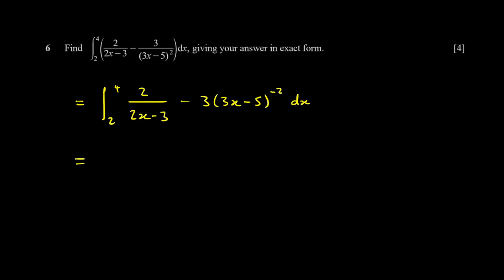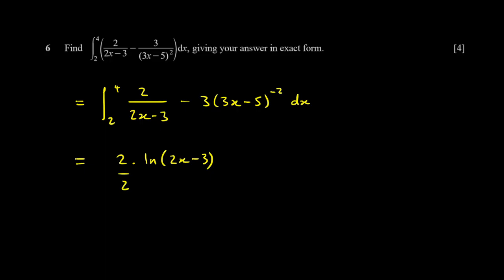Now I'm going to go through each term and integrate it. This guy here will become ln 2x minus 3, right? So I've got 2 times ln 2x minus 3, but then I need to take the coefficient of the x, which is 2, and divide by 2. Okay, so that's the rule that you learn.